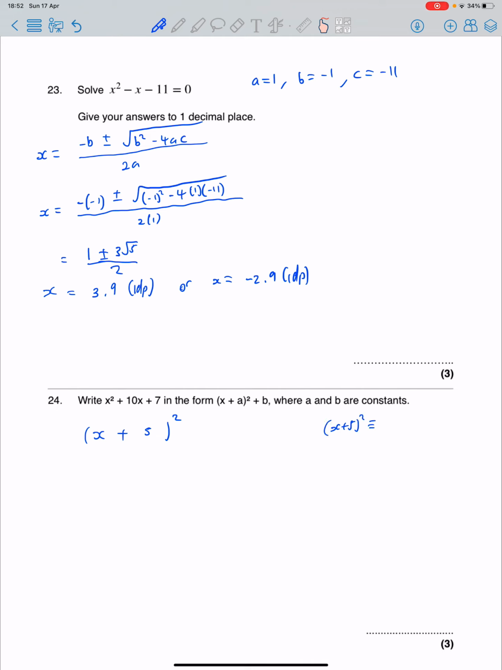That is the same thing as x squared plus 10x plus 25. But we don't want 25. We want it to be plus 7. So to get from 25 to 7, well, that's a difference of 18, so we subtract 18. So we therefore get that a is equal to 5 and b is equal to minus 18. But that's not even what they asked us for. They just wanted us to write it in the form. So x plus 5 all squared minus 18.